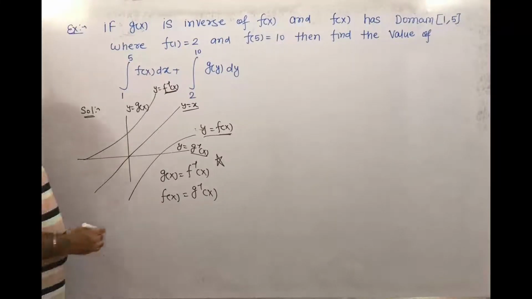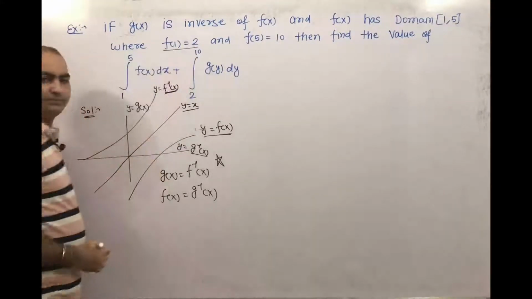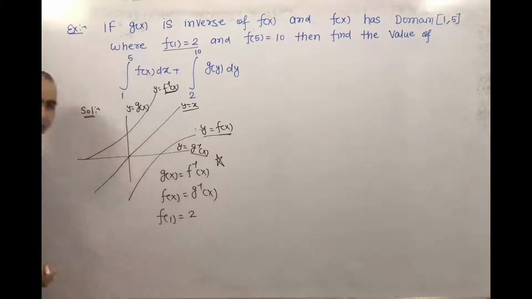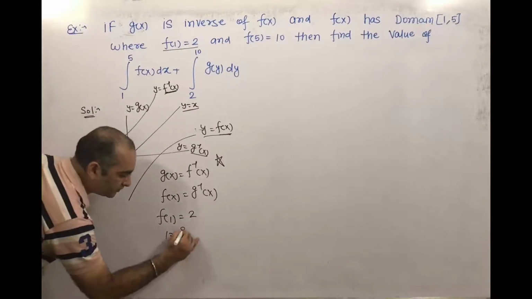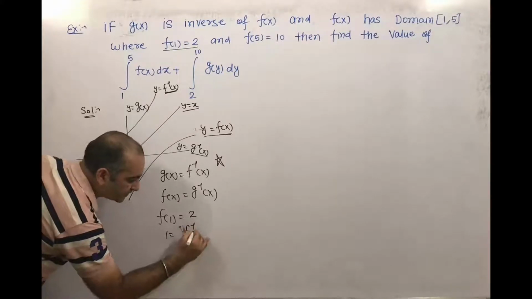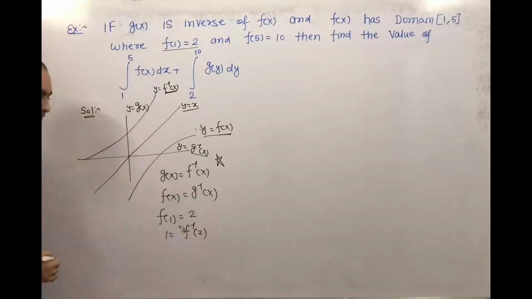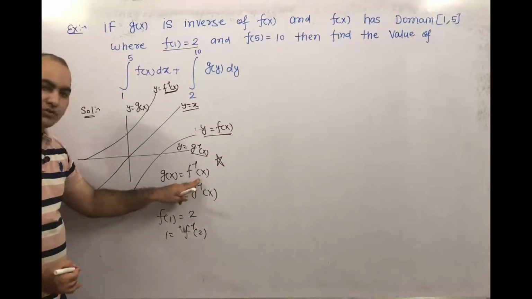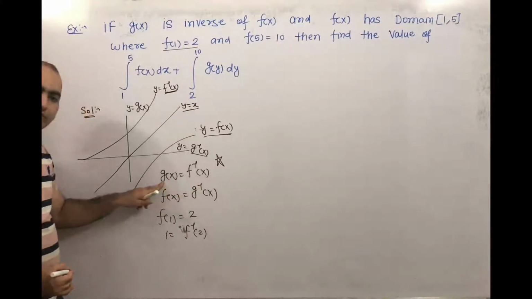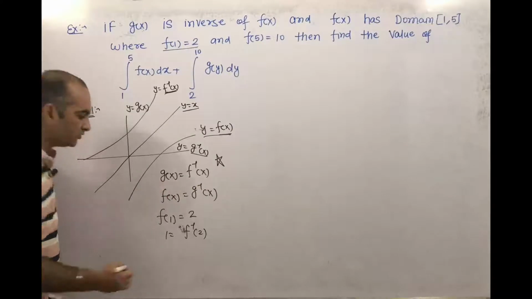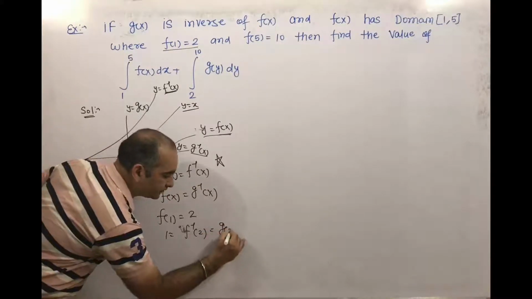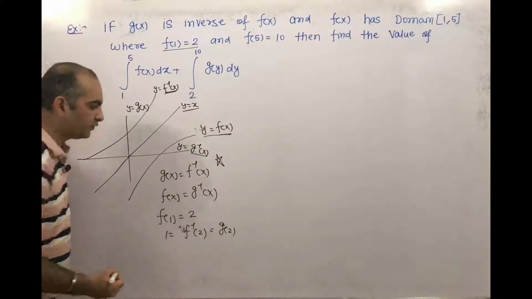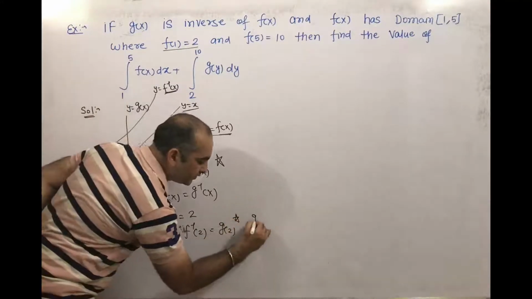So what point is here? See, f of 1 equals 2. Then 1 equals f inverse 2. Now here if I put 2, f inverse 2 equals g of 2. So we can write g of 2 equals 1.